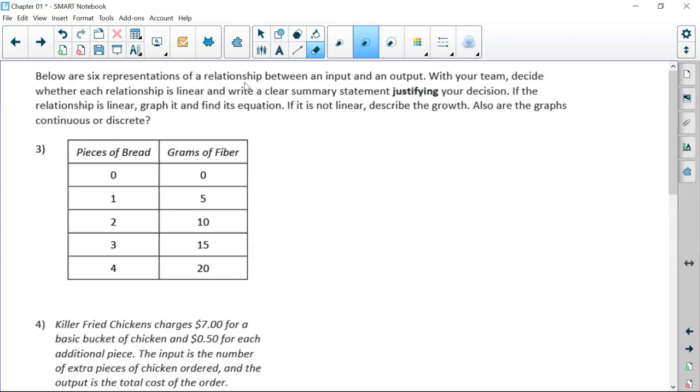So now we're going to make a graph. So we have the pieces of the bread and how much fiber is in each piece of bread. So I'm going to make a graph.